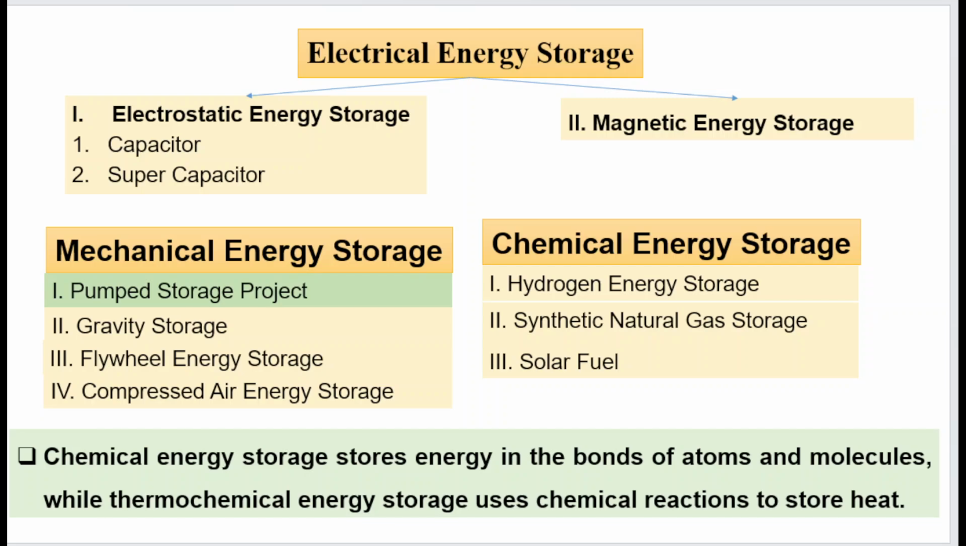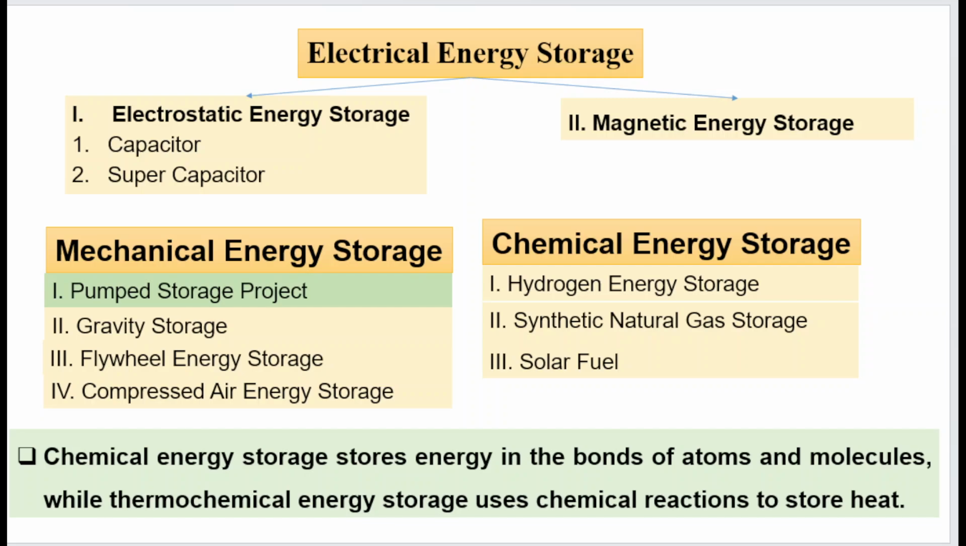Electrical energy storage is basically electrostatic energy storage and magnetic energy storage. Electrostatic is basically voltage, so capacitors and supercapacitors fall under this category. Magnetic is using the magnetic energy. Then mechanical energy, as already told, is basically potential and kinetic. So pumped storage project is an important example, because in our country we have basically, like earlier told, two types of storage at present which are deployed on a large scale. One is pumped storage project, the other is battery energy storage, which will come later.